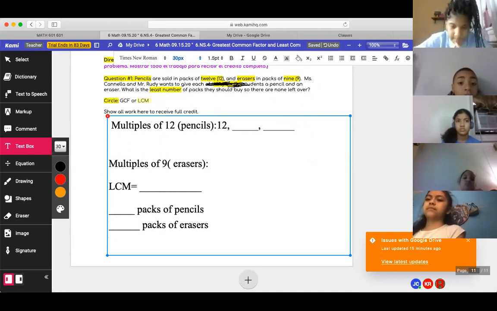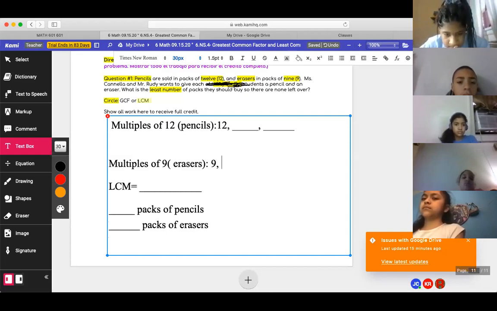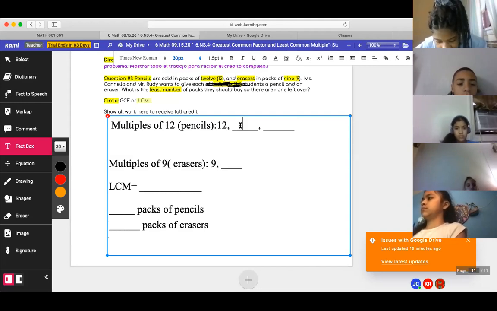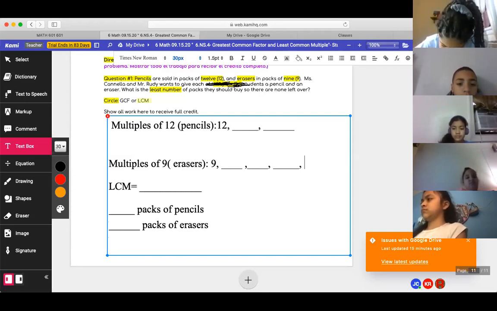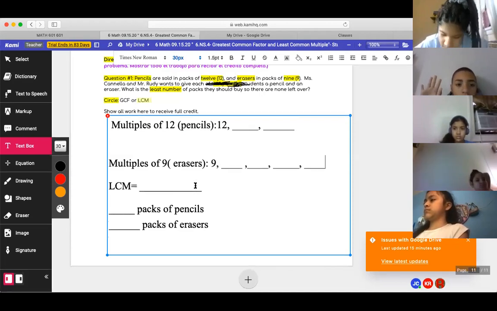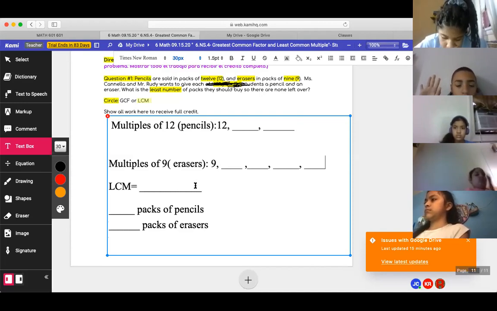Real quick, those of you that are doing the LCM, 12 times 1 is 12, 12 times 2 is, and so forth. Same thing with 9, right? And you got to keep going all the way through. I don't want the numbers now. I'm just giving you a heads up of how to do it. And then at the end, we're not done yet, because now you got to figure out how many you got to give each student, right? And then that's how you proceed with the problem.